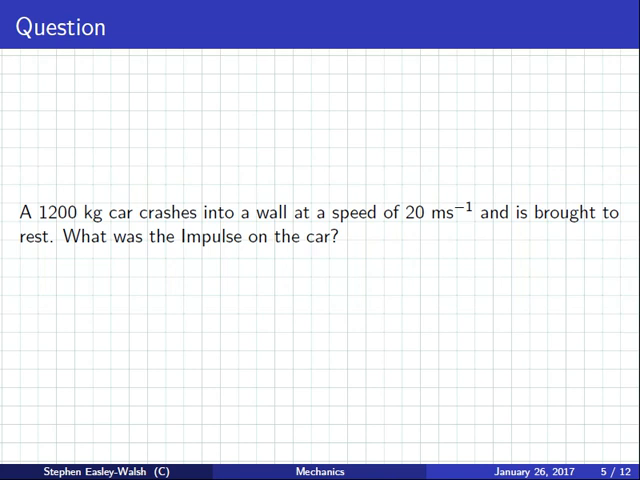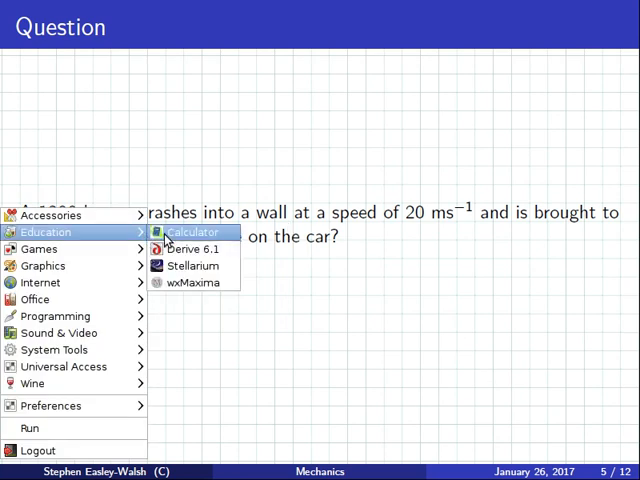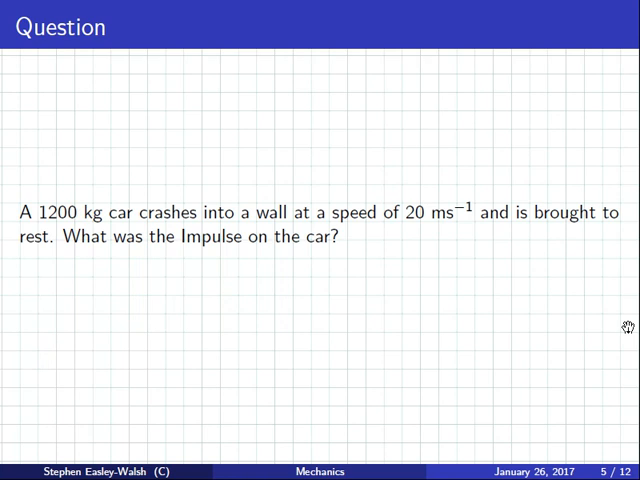A 1,200 kilogram car crashes into a wall at a speed of 20 meters per second and is brought to rest. What was the impulse? Okay, so calculate this for me, please. Oh, you could nearly do this in your head. What is the answer? 24,000 and the unit? Yeah. Kilogram meters per second, yeah. So the impulse is 24,000 kilogram meters per second.